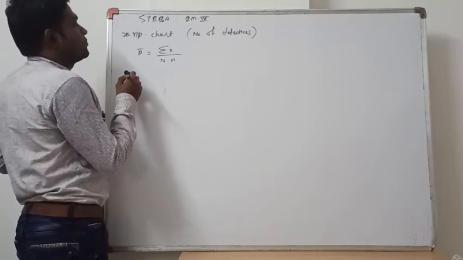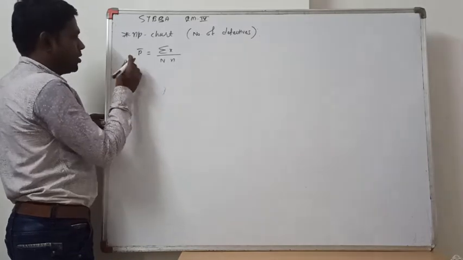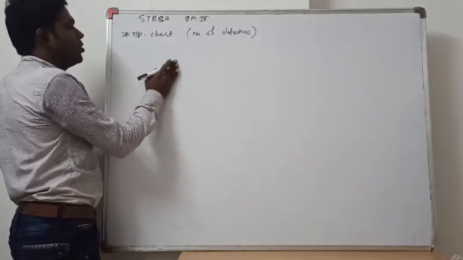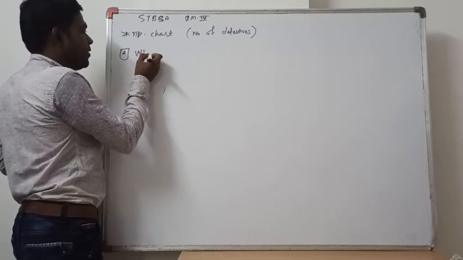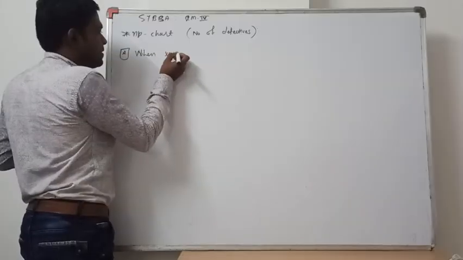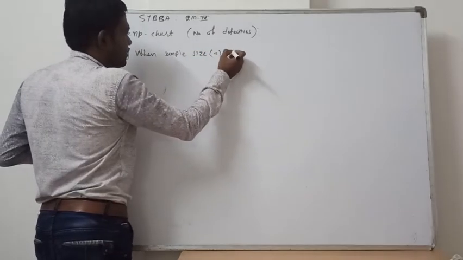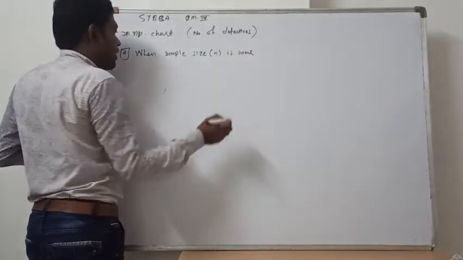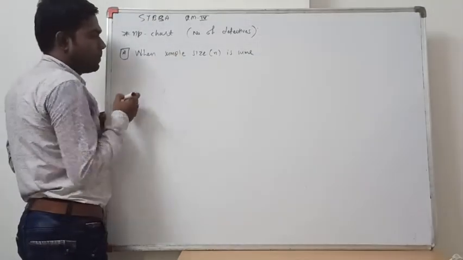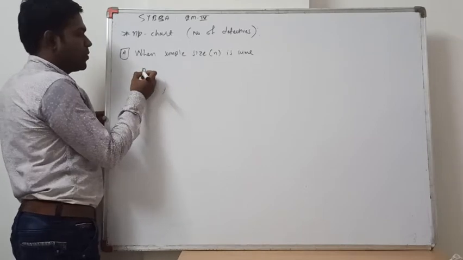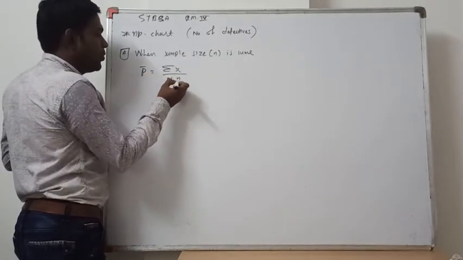Over here first we have to understand for what, when. Over here also we are having two cases. First one is when the sample size, that is our small n, is same, and the second situation is when the sample size is not same. Today we are talking about when the sample size is same. So first we have to find P bar, that is sigma x upon n into N.